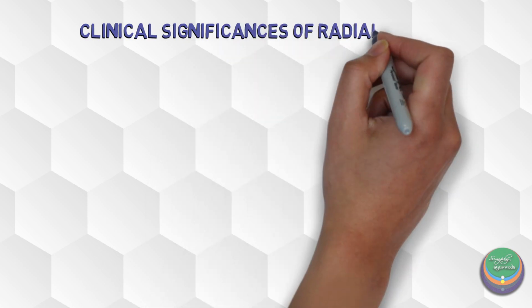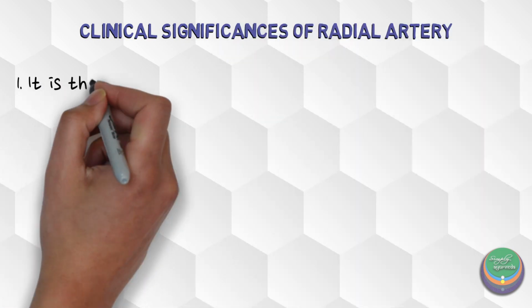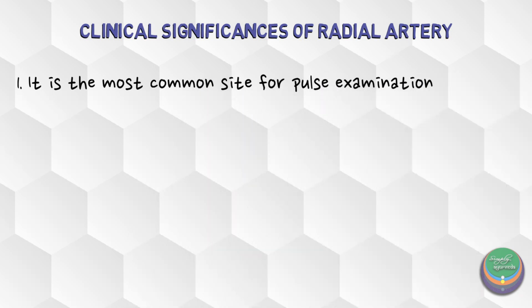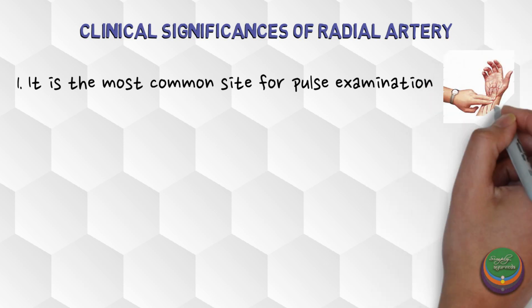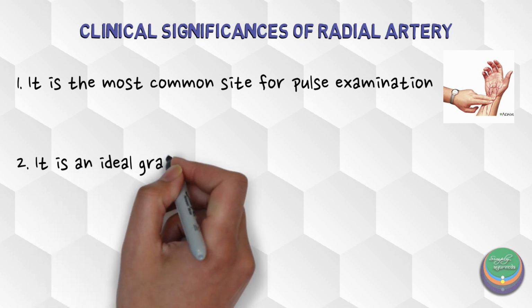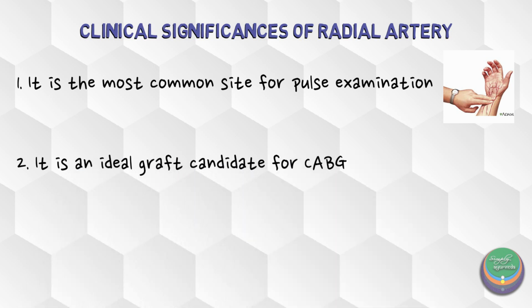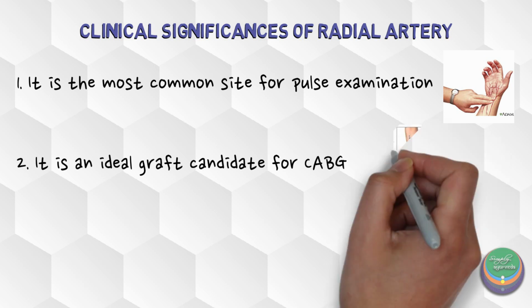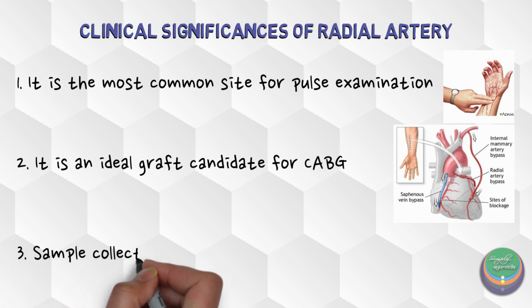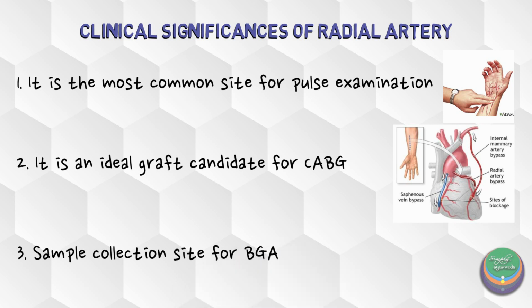It is the most common site for pulse examination. As told while explaining the anatomy, the distal end of the artery runs against the hard surface of the bone. This aspect, along with it being covered by fascia and skin, together contributes to easy pulse reading. The radial artery is an ideal graft candidate for coronary artery bypass procedure due to its diameter, length, and ease of harvesting of the blood vessel. Blood sample is collected from the radial artery for a blood gas analysis or BGA test due to its easy access.